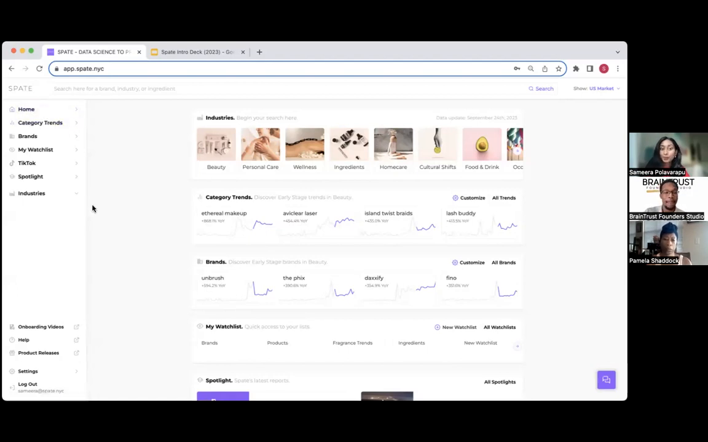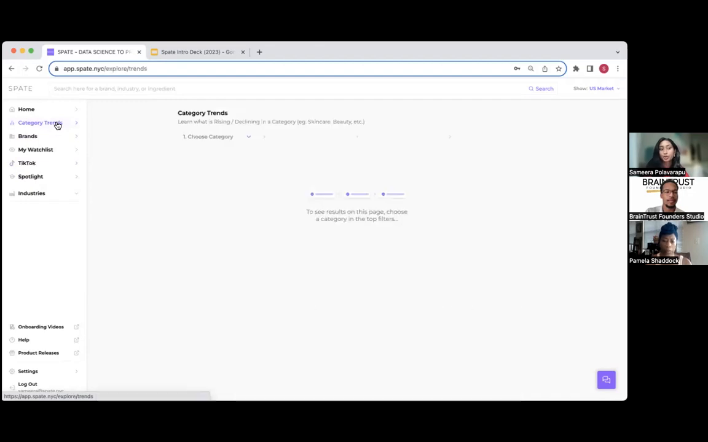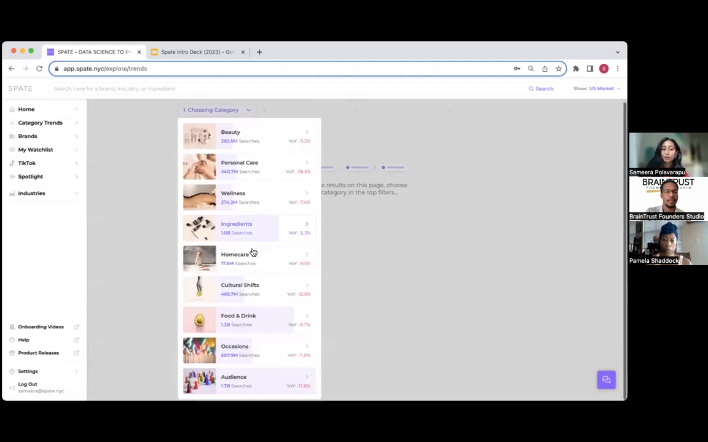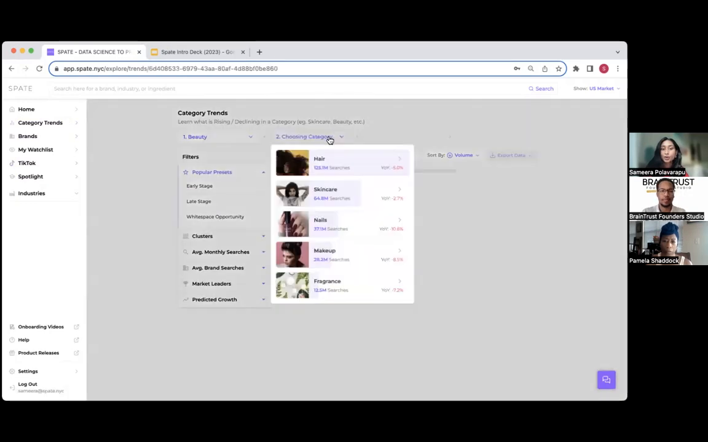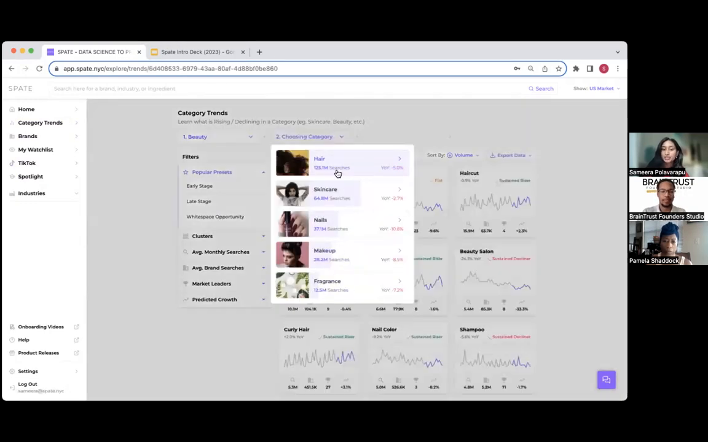So when you open up our platform, this is what it looks like. And there are a couple different sections right here on the left that you can use to explore some of those questions that I mentioned. And so for that question of what's the next big trend, for Google, that's going to be found in our category trends section. And for TikTok, that's going to be found in the TikTok section. So going into the category trends section, you're going to be able to explore a really wide variety of categories with our dashboard.